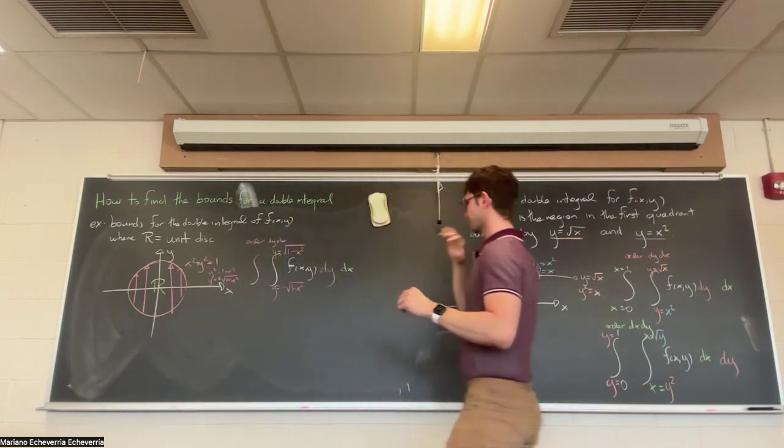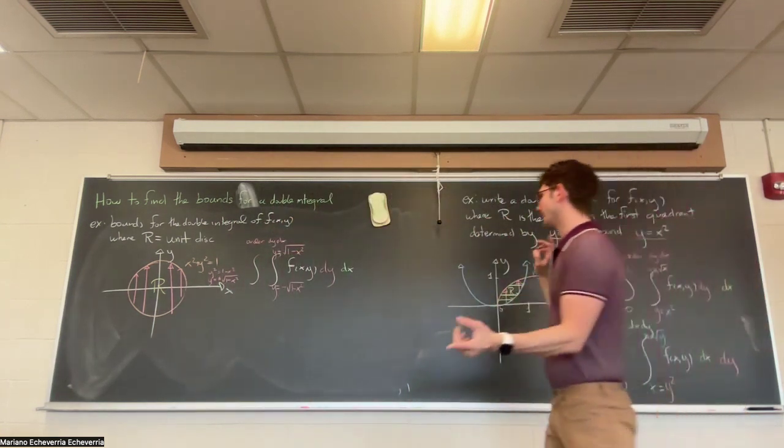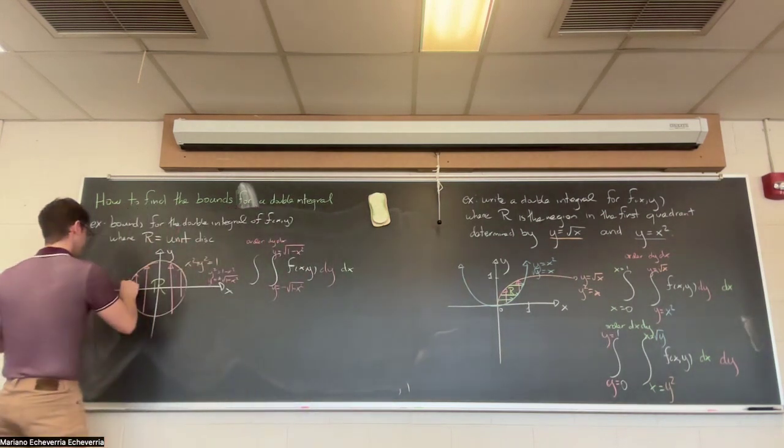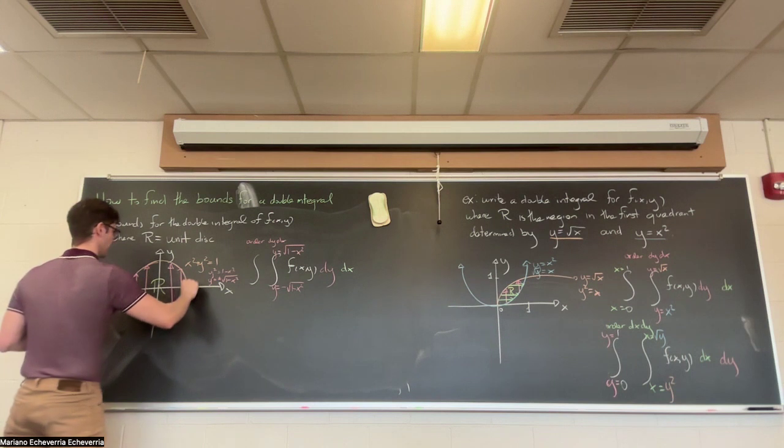And then the x bounds are just the minimum and maximum value of x on the unit disk, and that's between -1 and 1, right?